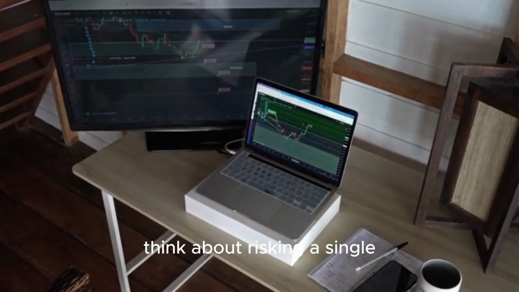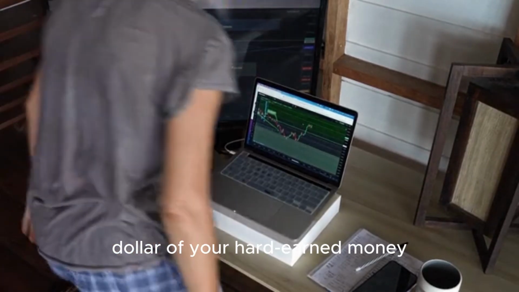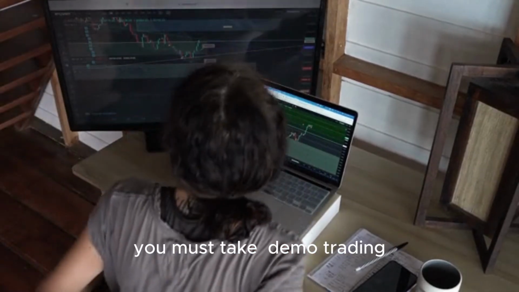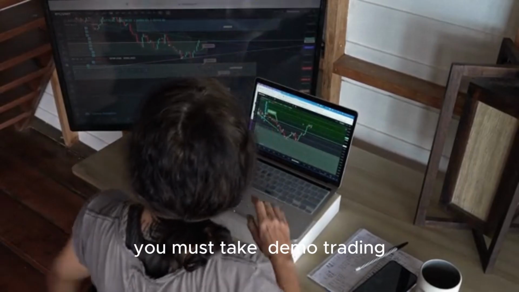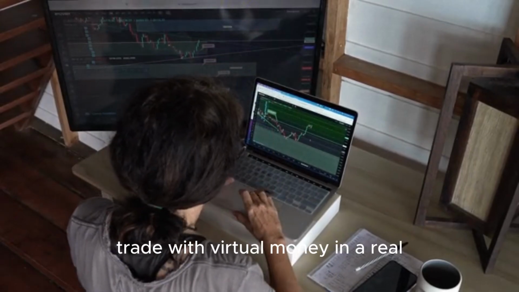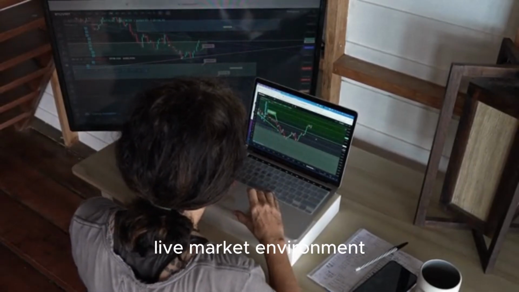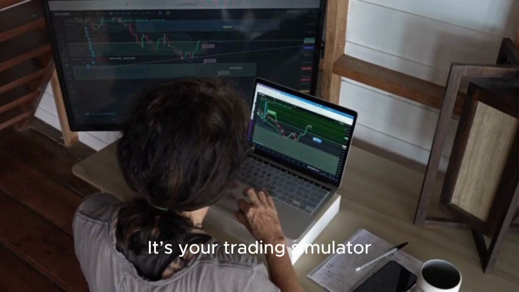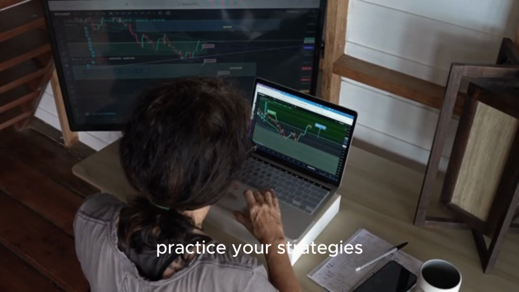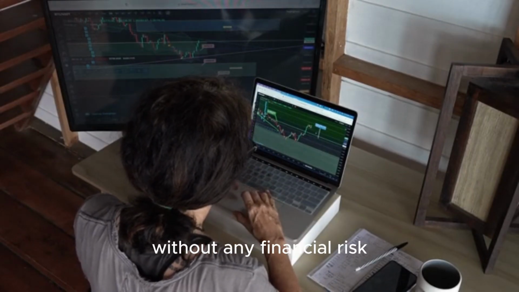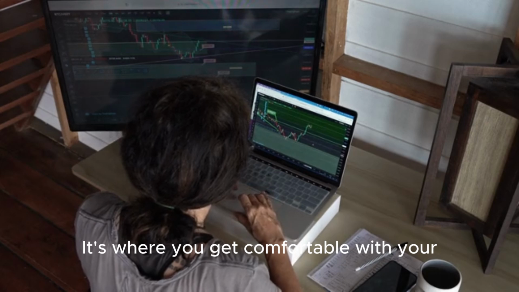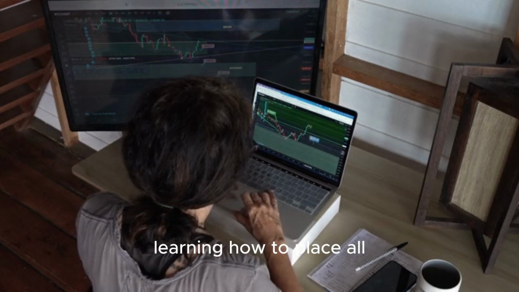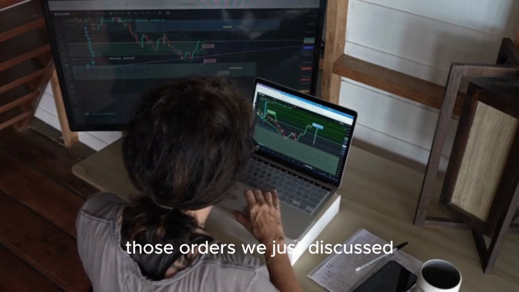Now, before you even think about risking a single dollar of your hard-earned money, there's one critical step you must take: demo trading. A demo account lets you trade with virtual money in a real, live market environment. It's your trading simulator. This is where you practice your strategies without any financial risk. It's where you get comfortable with your broker's trading platform, learning how to place all those orders we just discussed.